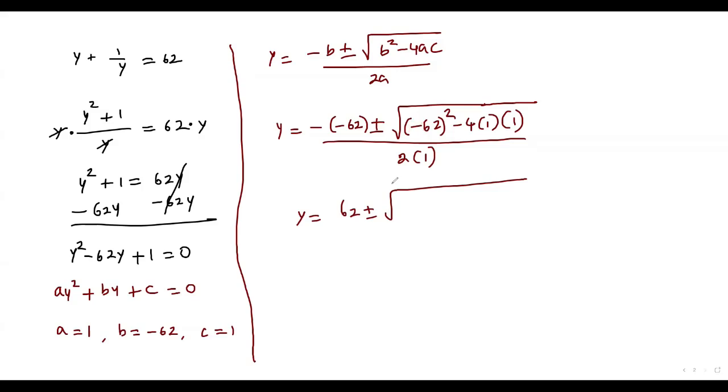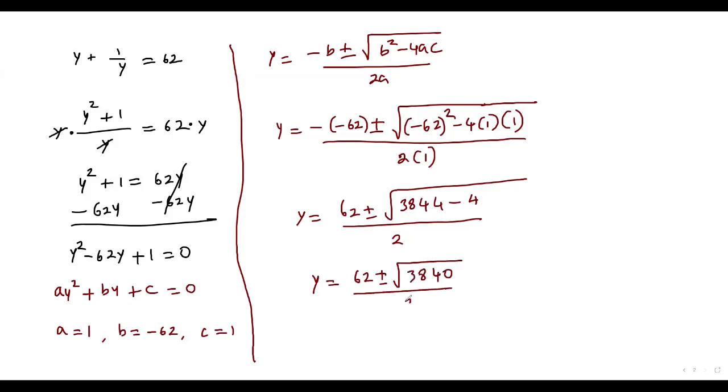So now we have to get the value of 62 square. The value of 62 square is 3,844. Negative 4 times 1 times 1 is 4, so we just get 4 over here, over 2. So y equals 62 positive or negative square root of 3,840 over 2. Now we have to simplify the square root of 3,840.